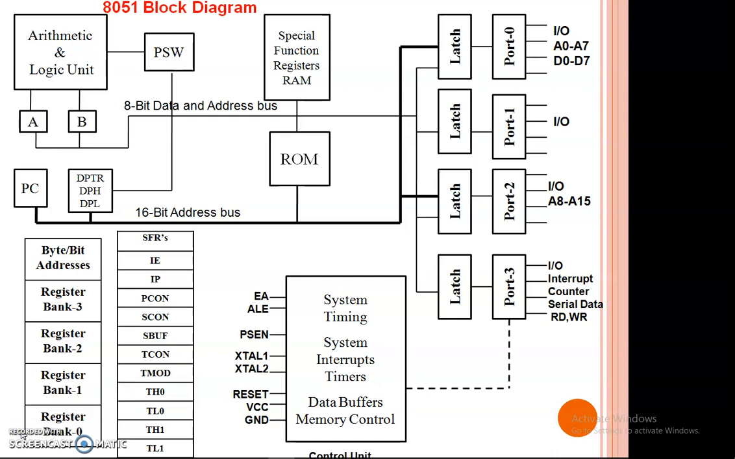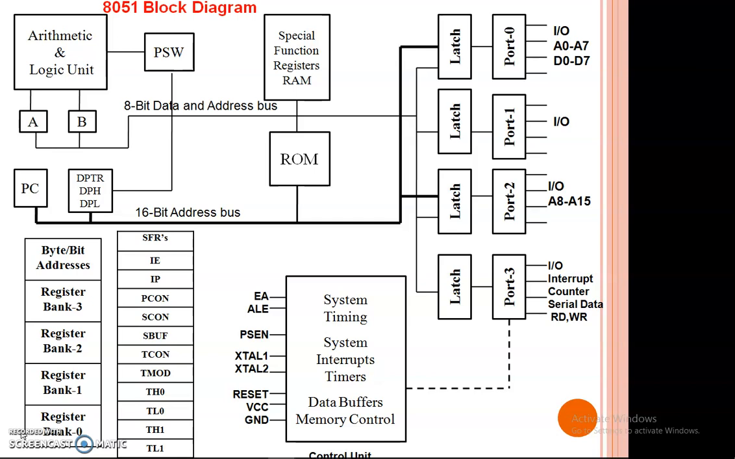First part is the ALU. You know the ALU is used to perform arithmetic and logic operations by the microcontroller. Next is the A register. It is a default register, also known as the accumulator. Size is 8-bit. Then the B register. It is used in multiplication and division operations only. Students, remember this: the B register is used in multiplication and division operations.